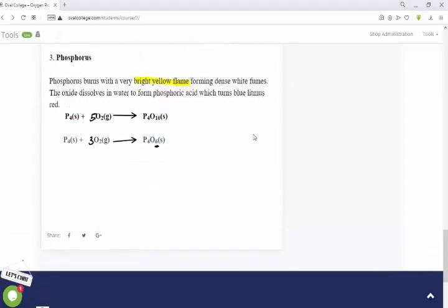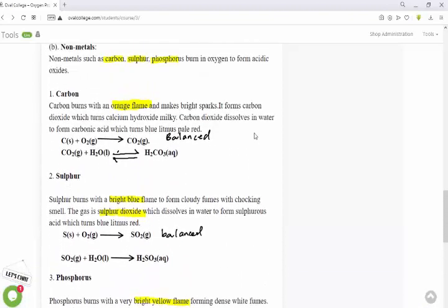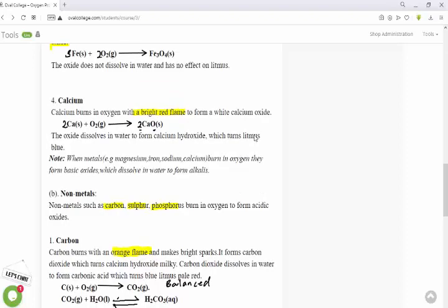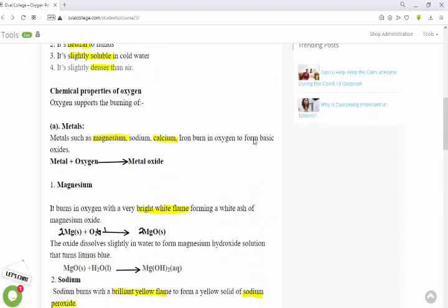It's really very important to know how to balance chemical equations. So I believe we've got some ideas about the physical and chemical properties of oxygen in this tutorial.